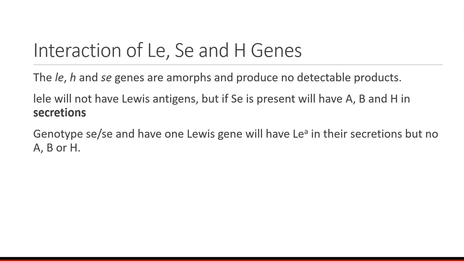But if you do have the secretor gene, you will have ABH in your secretions. If you are little se, and have one Lewis gene, you will have Lewis A in your secretions, but no A, B, or H. So you may want to read this a couple of times just to get your brain set on what will be in your secretions based on your Lewis and secretor genotypes.